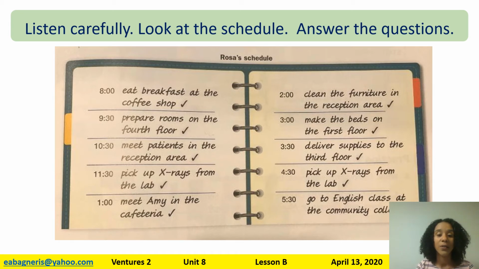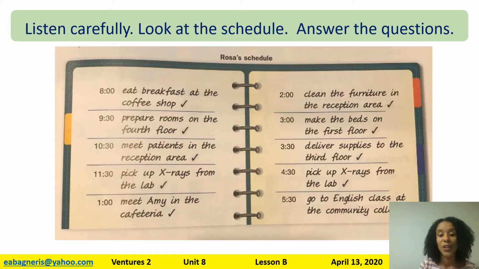Where did Rosa go at 11:30? She went to the lab. So if you haven't already said that, say it with me. She went to the lab. And what did she do there? She picked up x-rays.